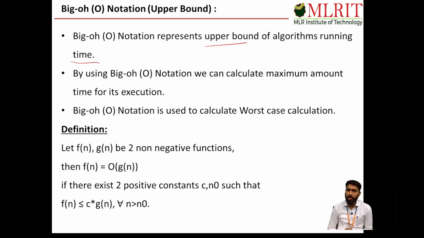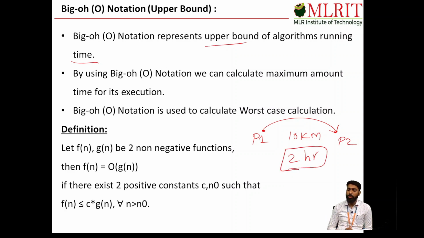Upper bound is, for example, a person wants to reach from one place to another place. This is place 1 and this is place 2. How much time is required to reach P2 from P1 in the worst case? For example, the distance is 10 kilometers. Within 2 hours, this is the worst time. The maximum time to reach from P1 to P2 is 2 hours. Now 2 hours is the upper bound in this problem.